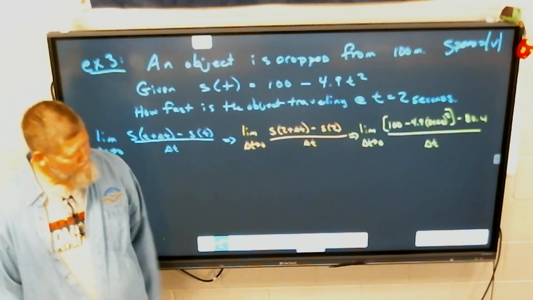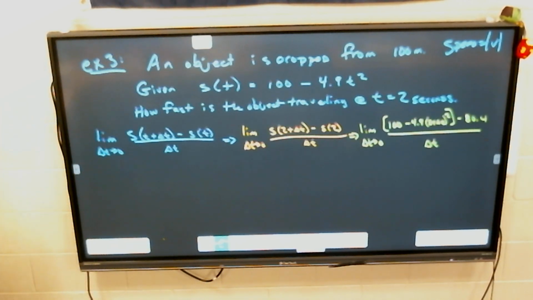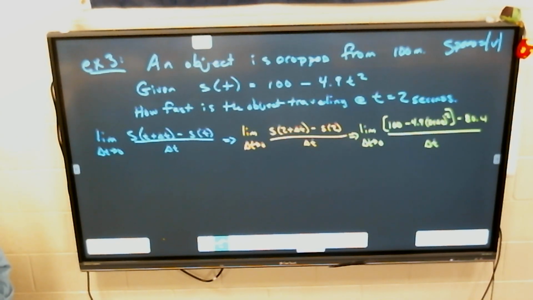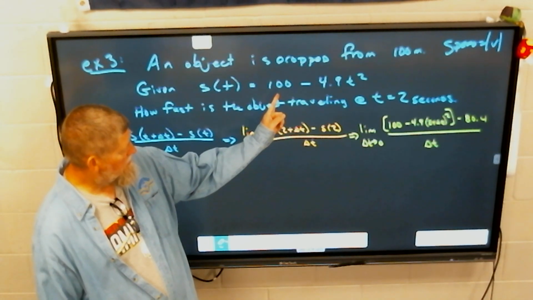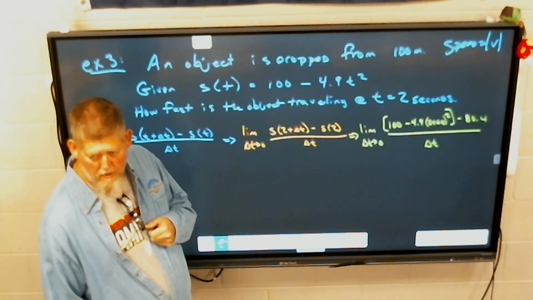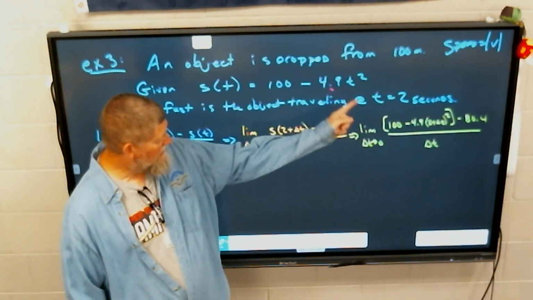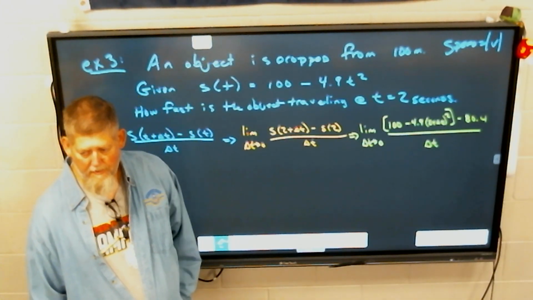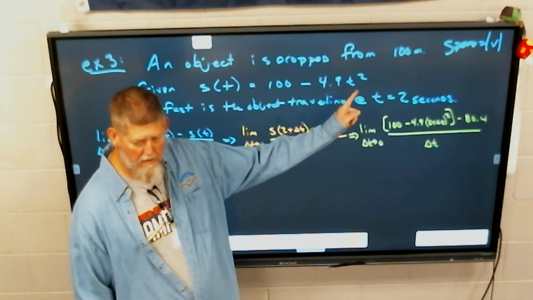Working on it over here. 100 minus 4.9 times 4. How do you get that S equal to 100? We plugged in 2 plus delta t into S, but the 100 just stays there. I took this S function, and in place of t, I put in 2 plus delta t. And then to get 80.4, I took 2 and plugged it in.